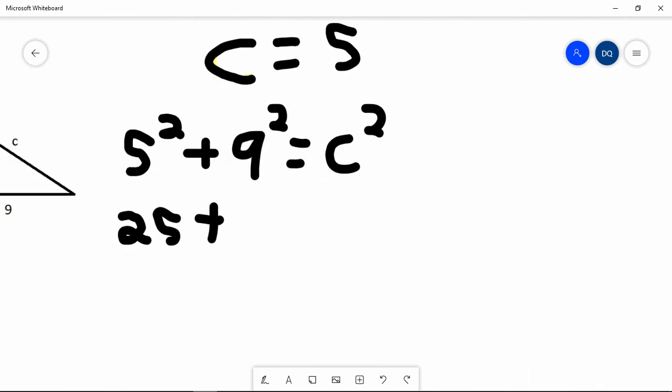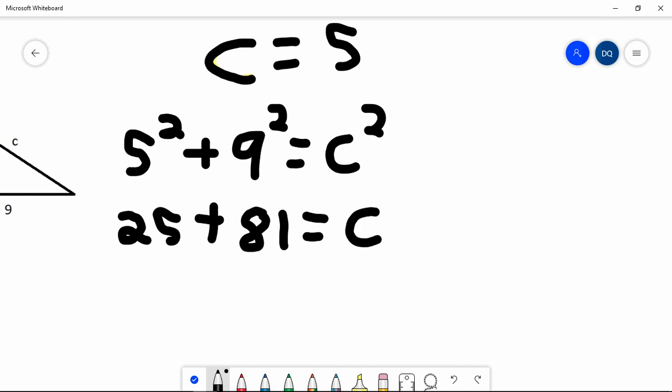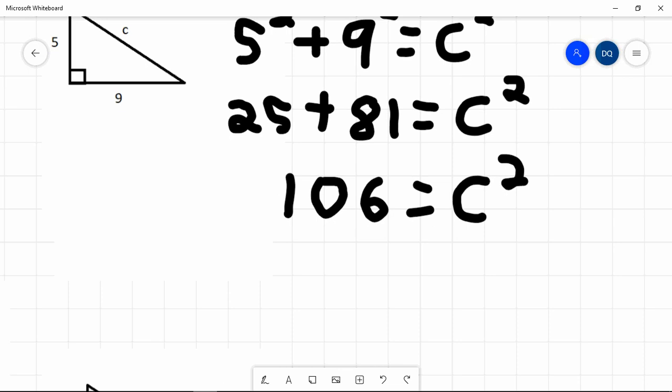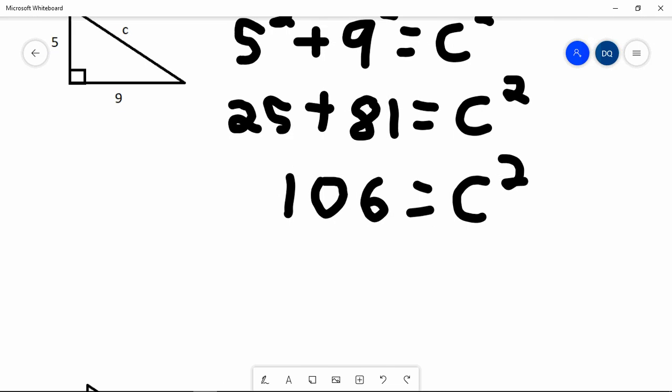Okay, so 5 squared plus 9 squared is equal to 25 plus 81. All of that's equal to c squared. What's 25 plus 81? That's 106. Now that's not the side length, it's the square of the side length. c squared is 106. Now, what does that make c? Without a calculator or maybe applying Newton's method, I can't tell you exactly, but we can get close.